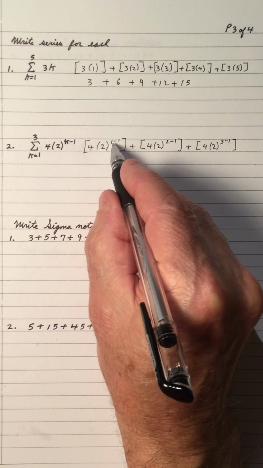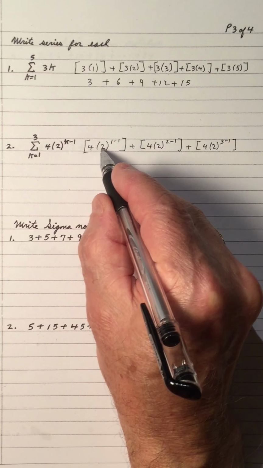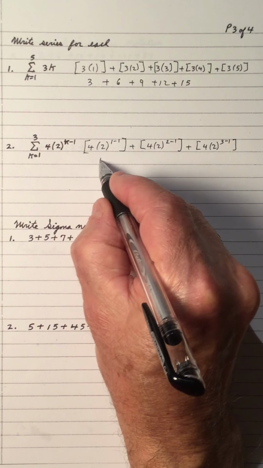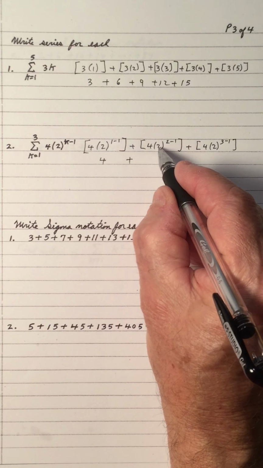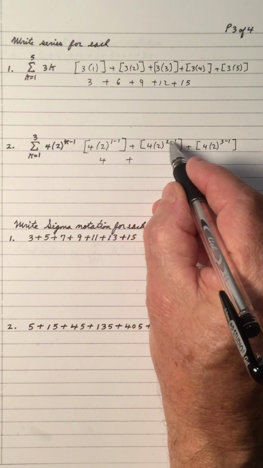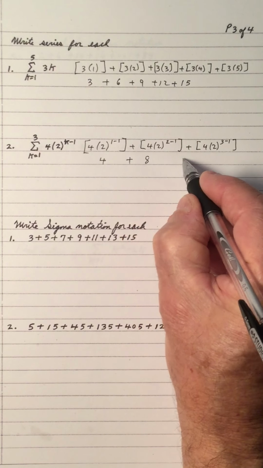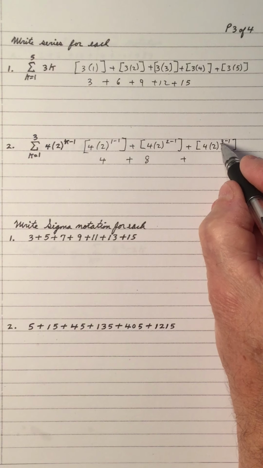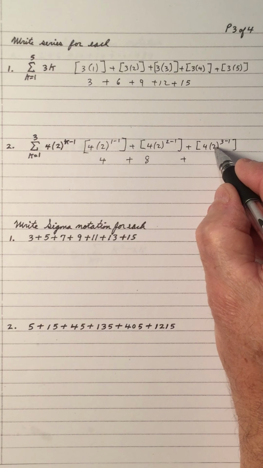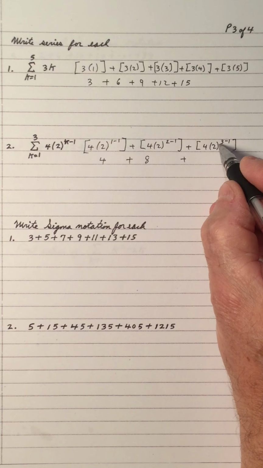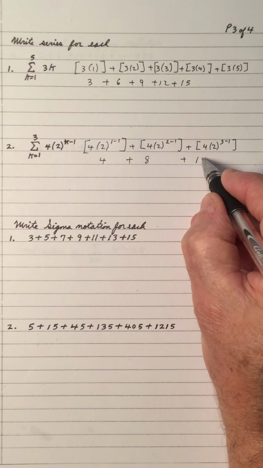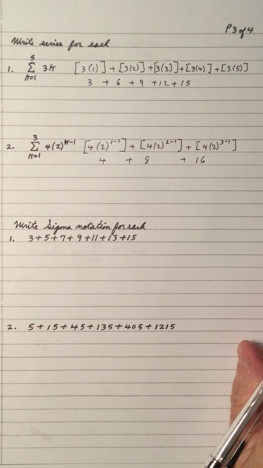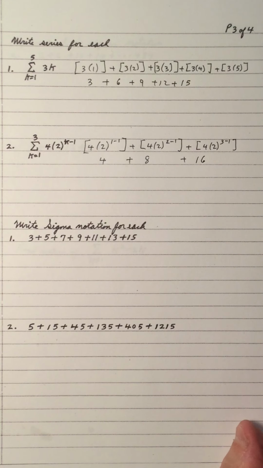So this is a 0. 2 to the 0 is 1, so that becomes a 4. 2 minus 1 is 1, so 2 to the 1 is 2, so that's an 8. And we have 3 minus 1 is 2, and we do the square first because of PEMDAS. So we got a 4, 2 to the 2 is 4, and then 4 times 4 is 16. So there it is as a series.